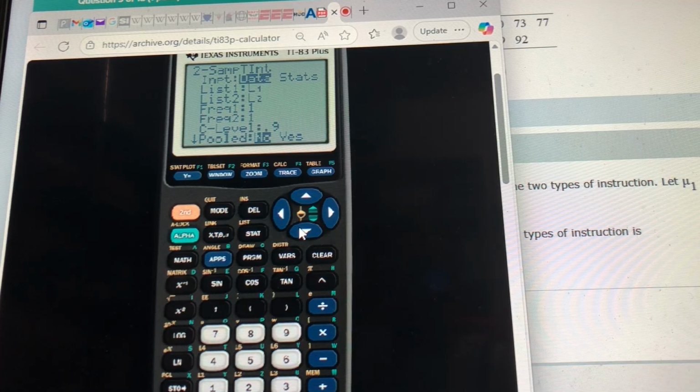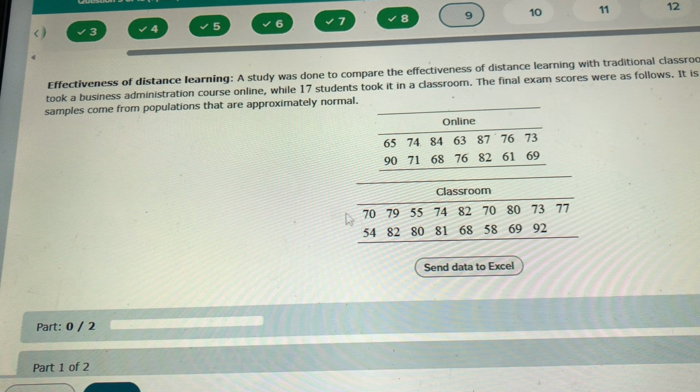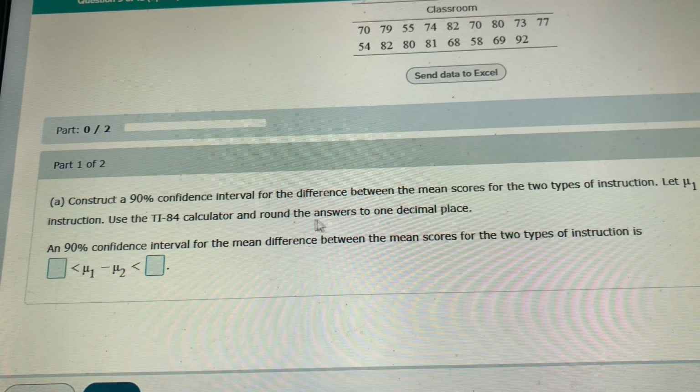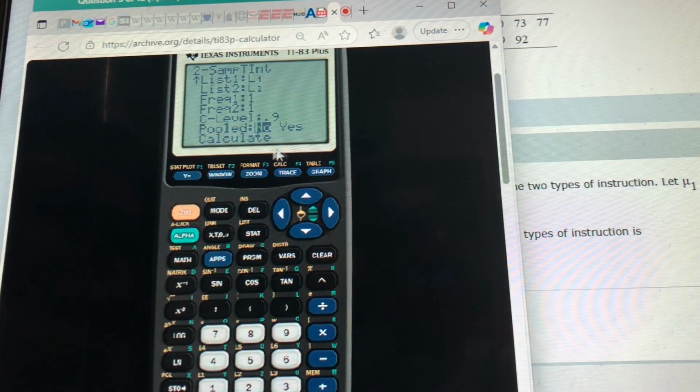Pooled's always going to be no unless they somehow tell me to assume the variances are equal, and I don't think they're mentioning it in this chapter. They did mention it in the last chapter when we were doing tests, but I don't see that anywhere here. See how they say assume the populations are normal? Usually that's where they would put that, and assume the variances are equal, assume the variances are unequal. If they don't mention that, then you just assume they're not. I don't see that anywhere else, so I'm going to keep it on no. No to pooled, and then calculate.